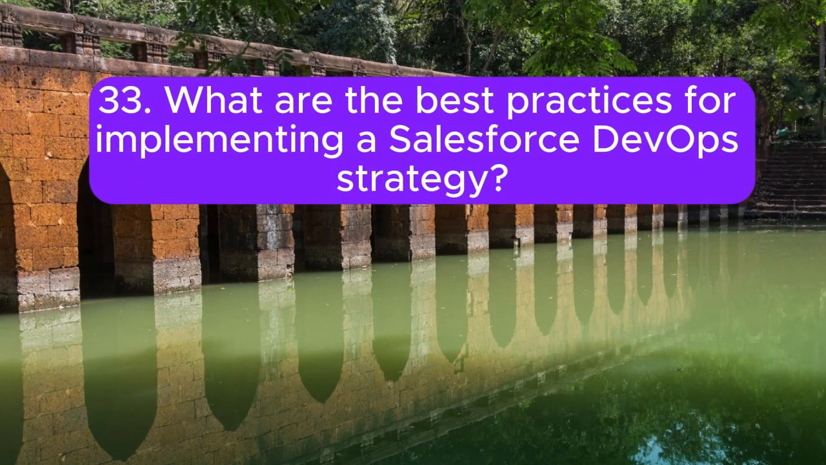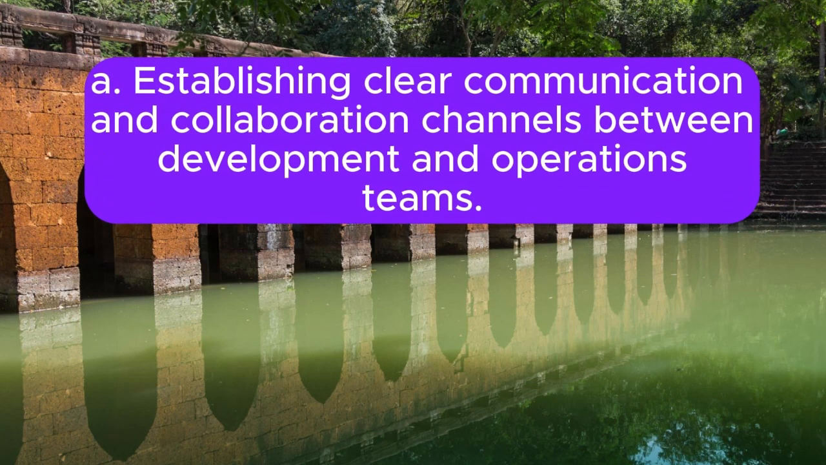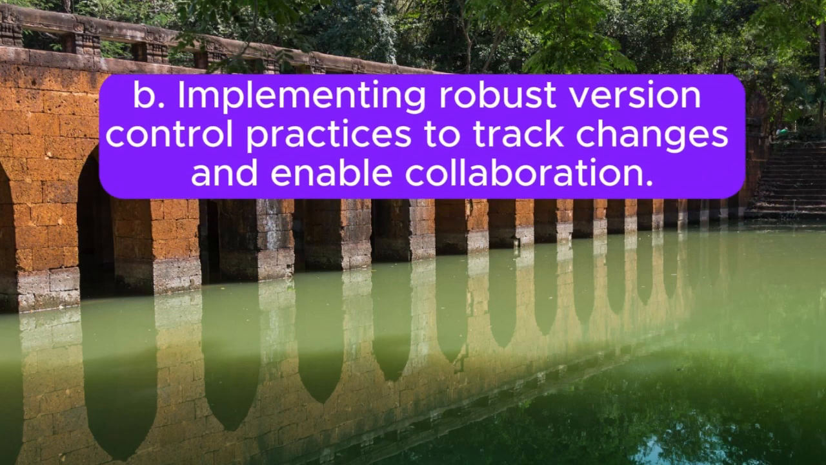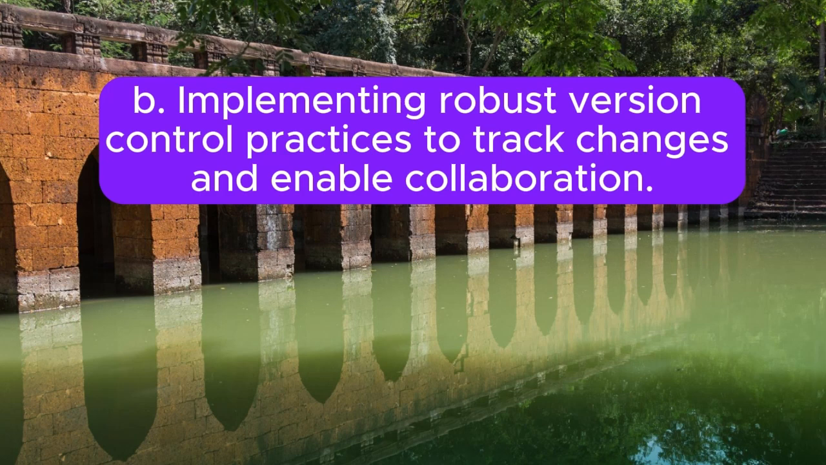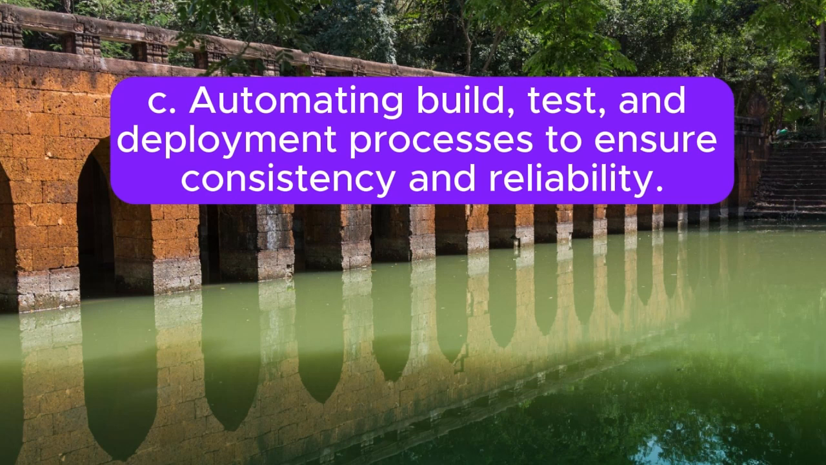33. What are the best practices for implementing a Salesforce DevOps strategy? Answer: Best practices for implementing a Salesforce DevOps strategy include: A. Establishing clear communication and collaboration channels between development and operations teams. B. Implementing robust version control practices to track changes and enable collaboration. C. Automating build, test, and deployment processes to ensure consistency and reliability.